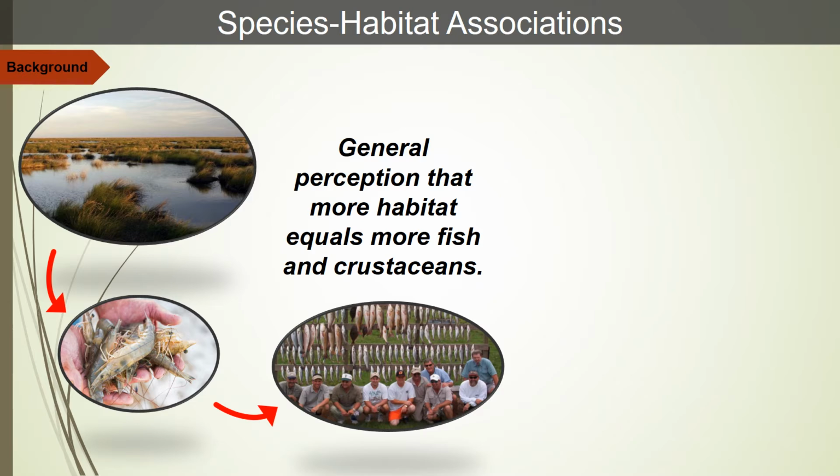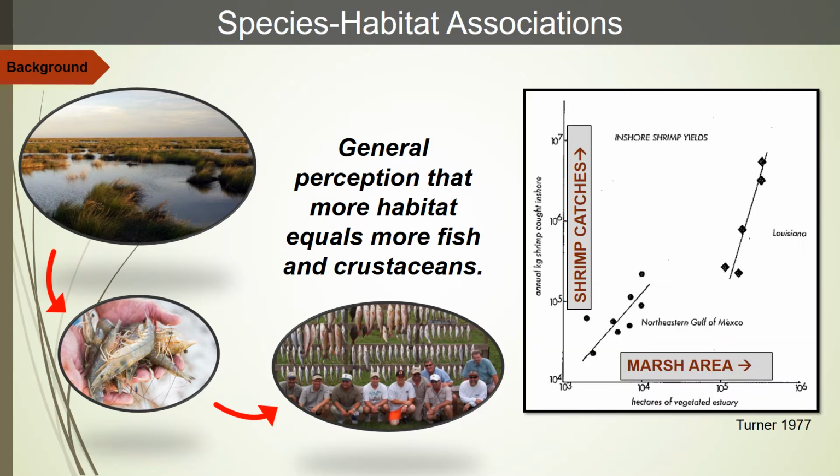When we think about species-habitat associations, there is a common perception that more habitat equals more fish and crustaceans. Classic studies have shown this close relationship to be true. In the graph on the right, you can see results from Turner 1977 that demonstrated that shrimp catches in the northern Gulf of Mexico were highly correlated with nearby marsh area. While this is a strong example of high correlation between habitat availability and population size, species-habitat associations are not always this clear.